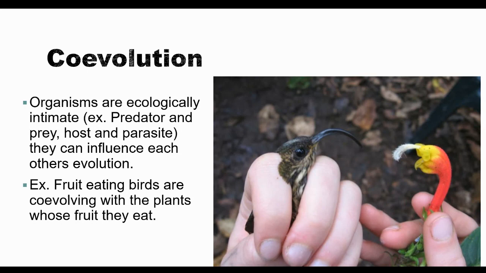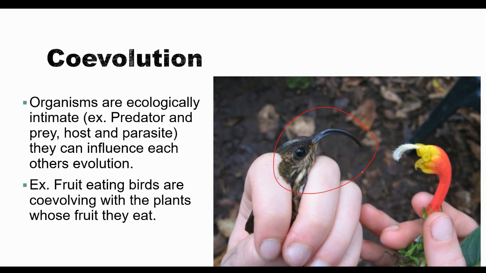We also have coevolution. So I want to talk about this because, number one, it's cool. But number two, coevolution is a great example of another way that this natural selection can happen. Organisms are ecologically intimate. And what that means is that organisms interact with each other a lot. Examples are predators and prey, host and parasite. They can influence each other's evolution when they are in such close proximity to each other and living in these interconnected ways. So here's an example, a fruit-eating bird co-evolving with the plants whose fruit they eat.